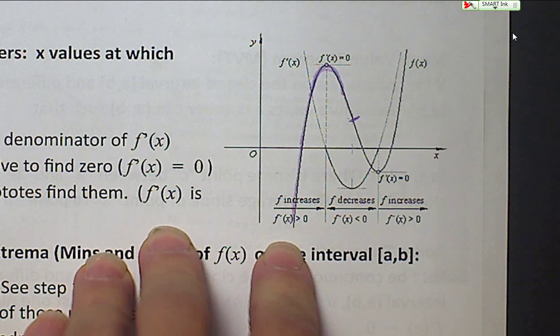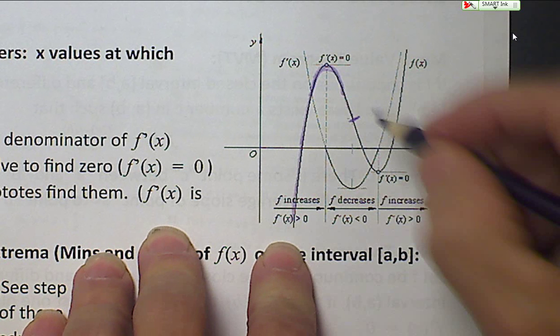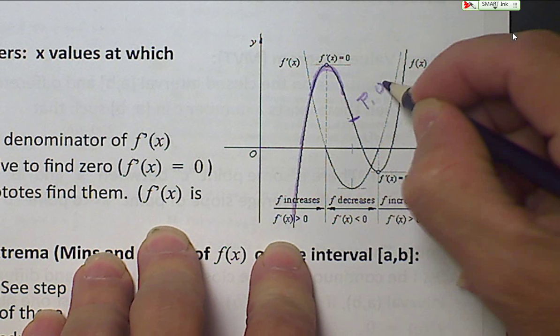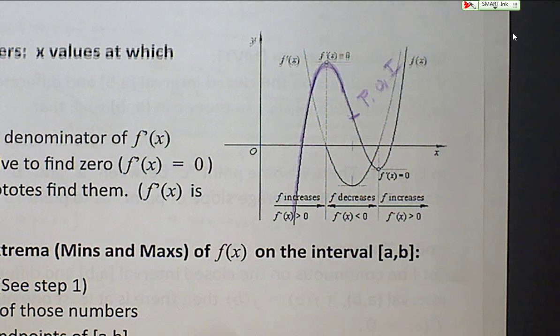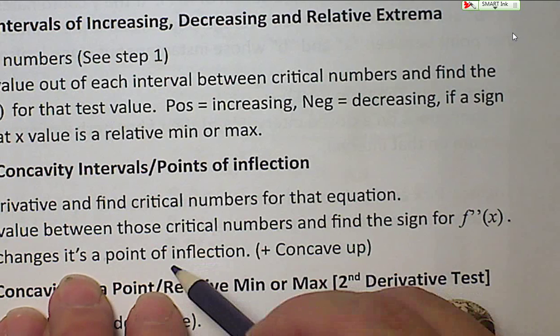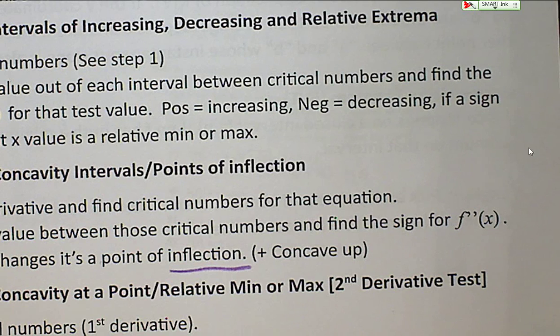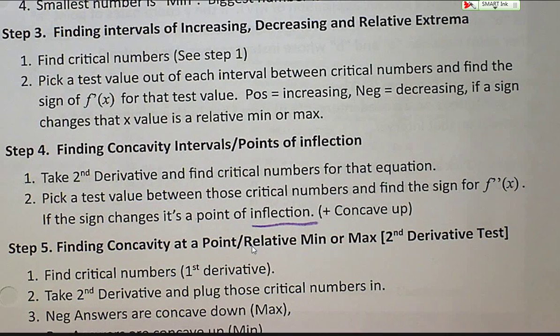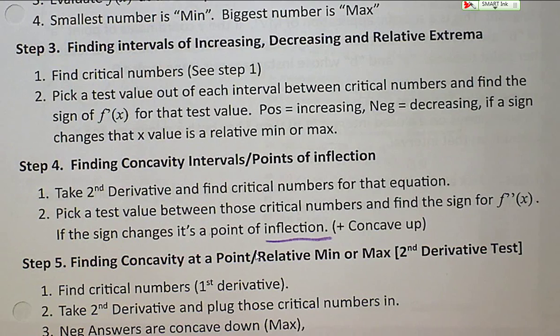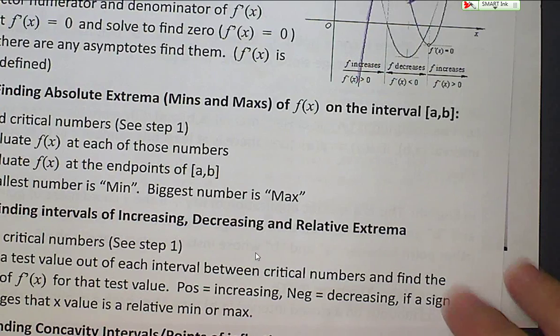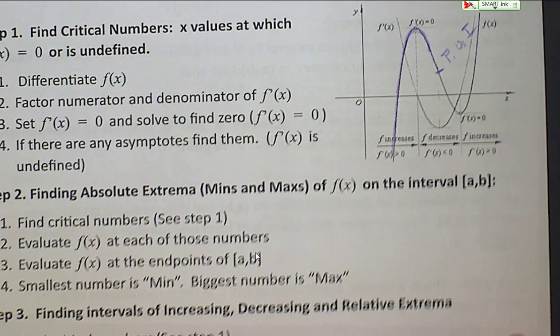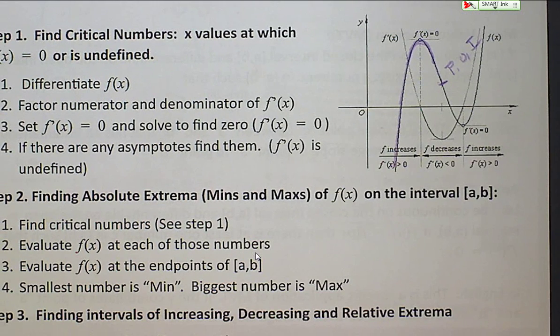Halfway between is called a point of inflection. Your notes, I'm on step 4 right now. Point of inflection. At that point of inflection, we go from concave down, and we begin to be concave up.